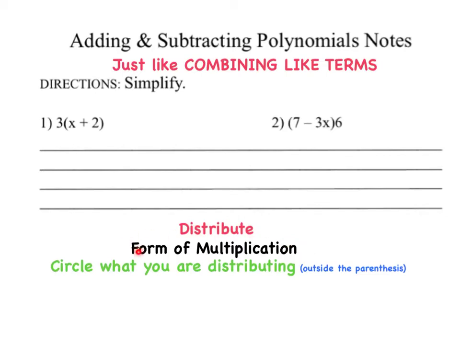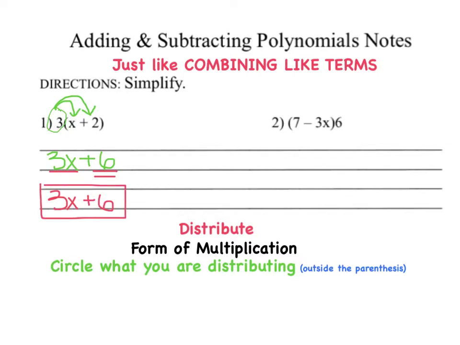And it's always helpful if we circle what we're distributing, which is basically whatever the number is outside the parentheses. So in this first problem, I'm going to circle the number 3 because that's outside my parentheses. And then I'm going to draw my arrow showing where I'm distributing. So 3 times x is 3x. I have to distribute to everything inside the parentheses. So 3 times positive 2 is positive 6. Notice this is a 3x, that's a positive 6. They can't combine, so therefore that is the answer, 3x plus 6.